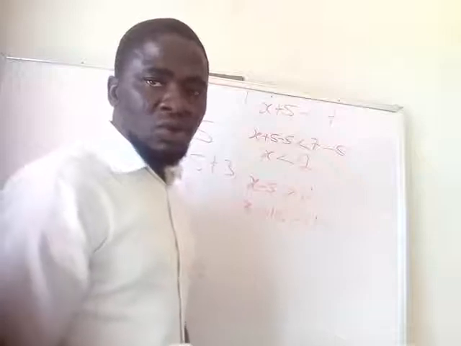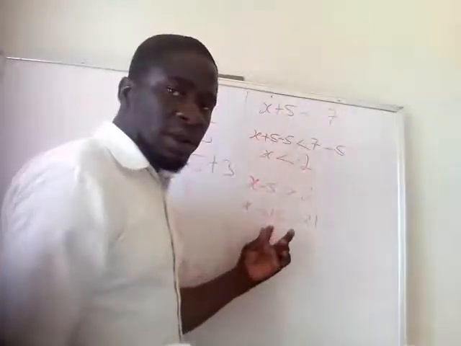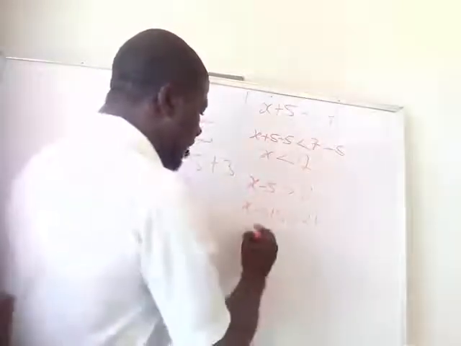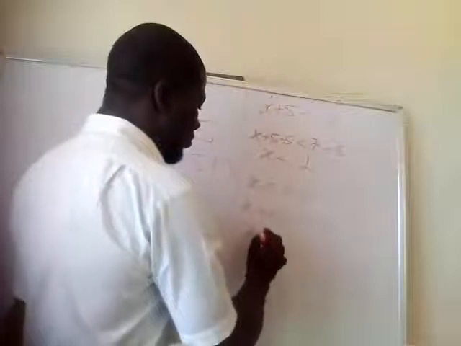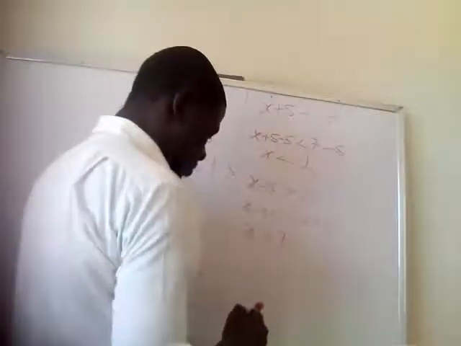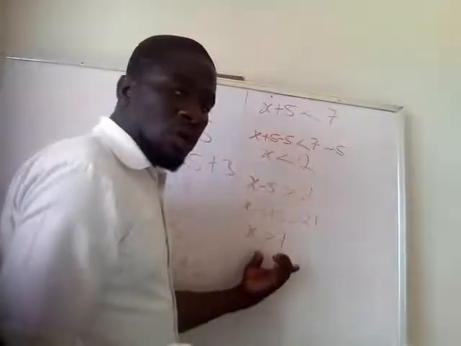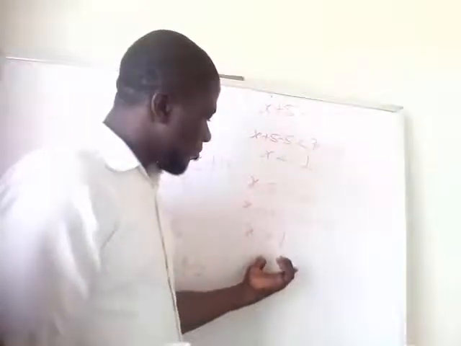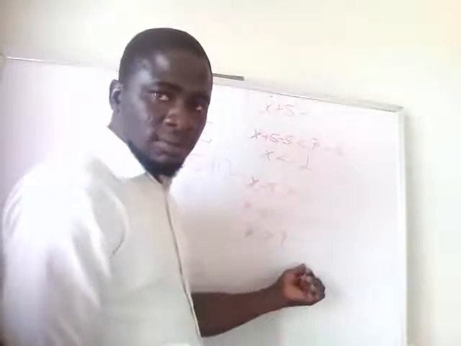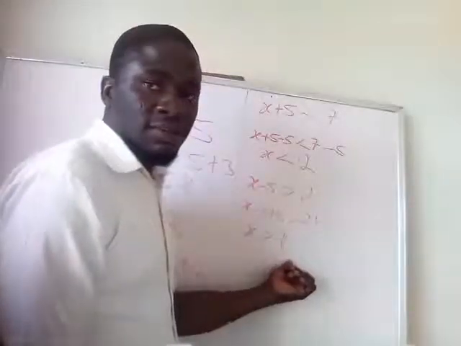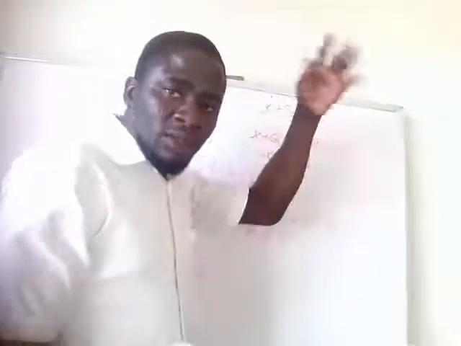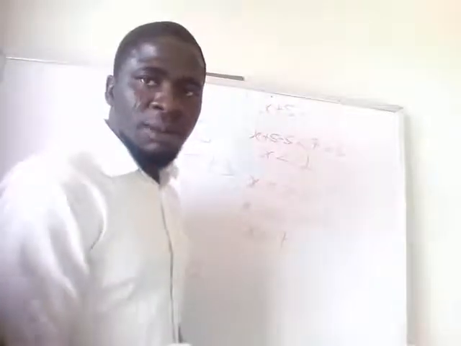When you use your number line also, you will realize that minus 5 plus 5 is 0. So if minus 5 plus 5 is 0, you have x is greater than 2 plus 5 will give me 7. So we have arrived at an answer that x is greater than 7. x is greater than 7. That means x can be 7.1, 8, and all the rest of the numbers.